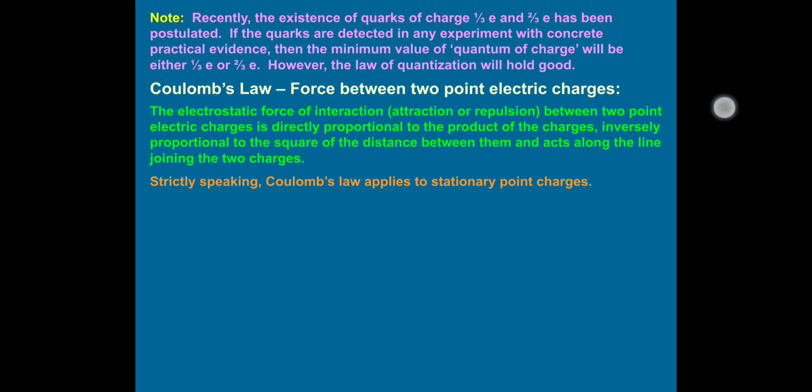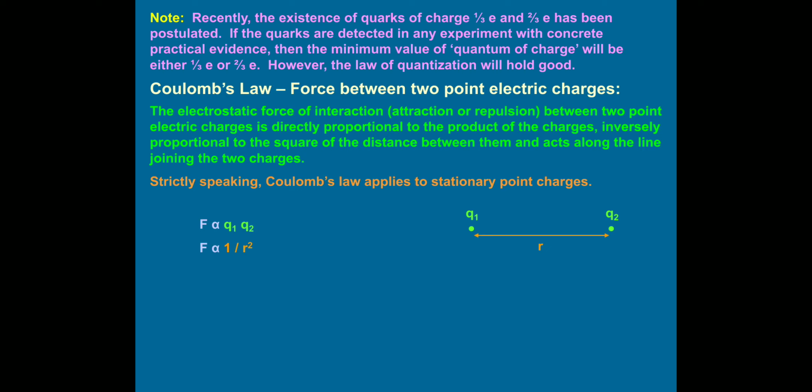Coulomb's law applies to stationary point charges. Let there be a charge q1, another charge q2, and the distance between them is r. Then the force between these two charges will be directly proportional to the product q1 q2. The force is directly proportional to the product of two charges. Which charges? q1 and q2.